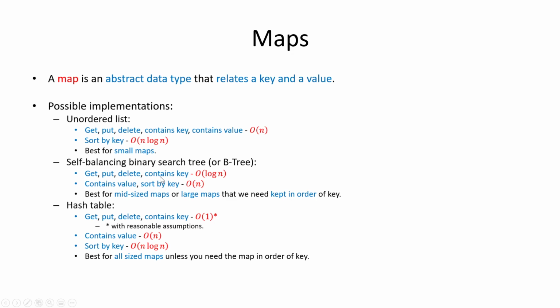Sort by key, well, this is again the trade-off between these two models. If this was not the trade-off here, if we could sort by key in order n here, then there would almost be no reason for us to use a binary search tree or B tree implementation. So what we find is that we're going to probably use the hash table for the majority of our map implementations, except when we have this extra requirement that we need them kept in order. And this needs to be a strong requirement. There needs to be some sort of strong requirement for us to do this.